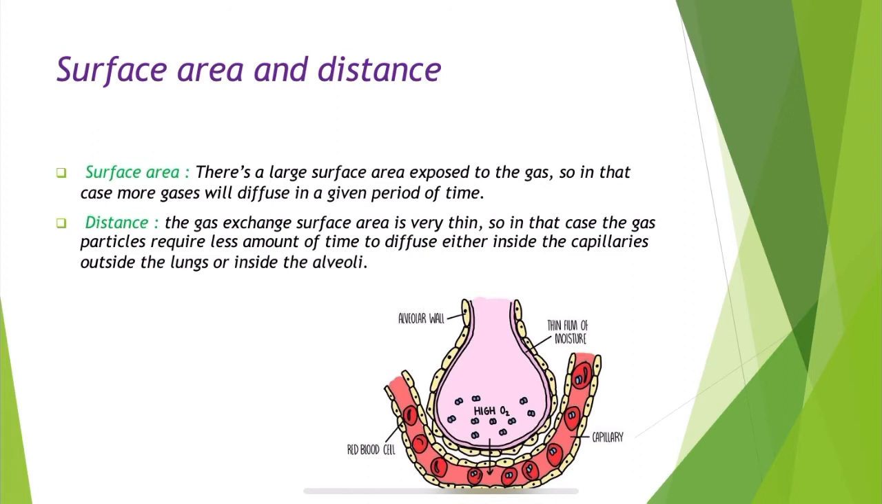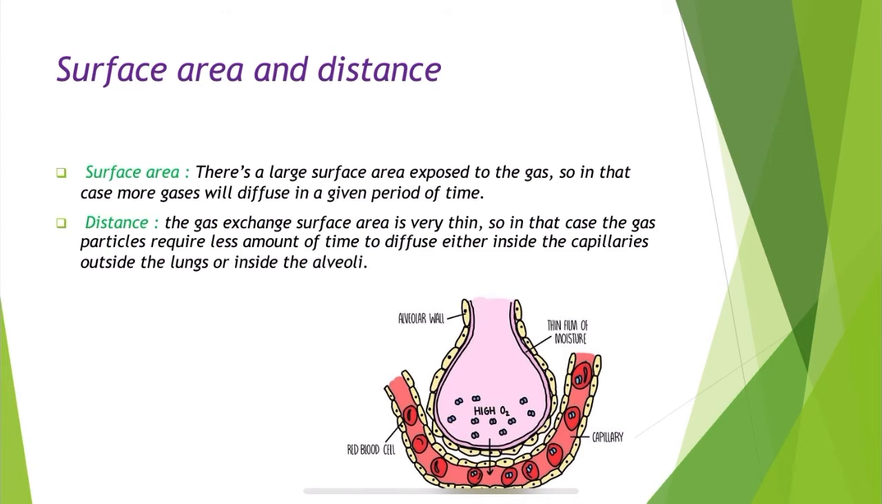There is a large surface area exposed to the gas. So in that case, more gas particles will diffuse in a given period of time. As you can see, there are alveoli in the bronchioles, so the surface area is really large. So more gas particles are going to diffuse inside and outside the alveoli in a given period of time, for example, in a minute, or in small time intervals, for example, 3 seconds or 1 second.